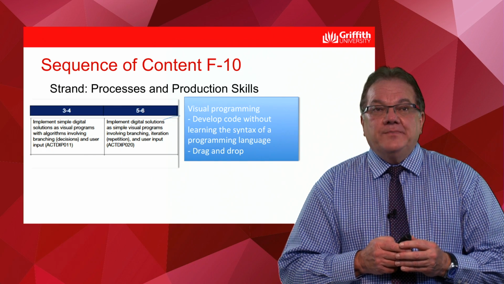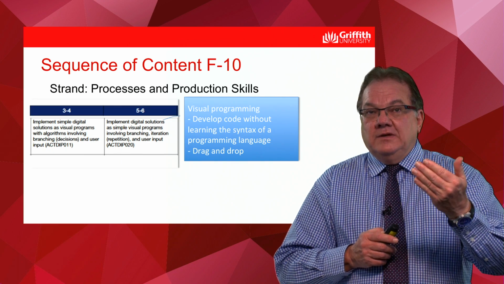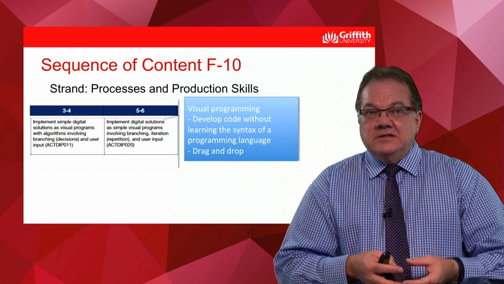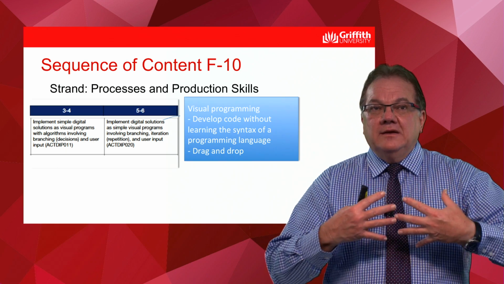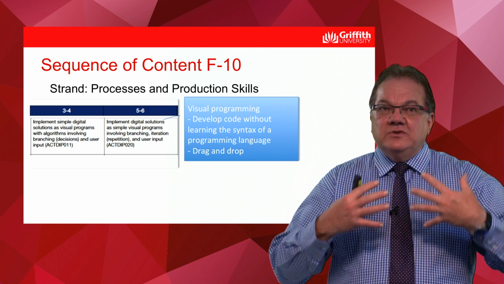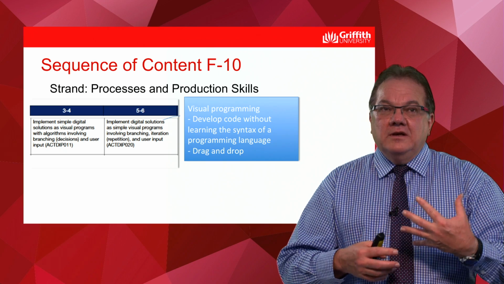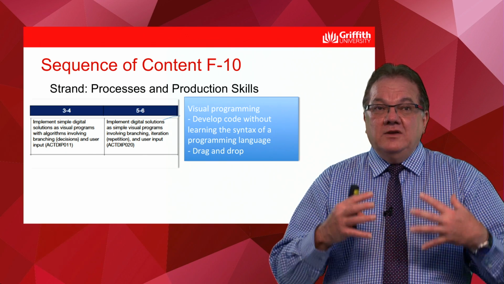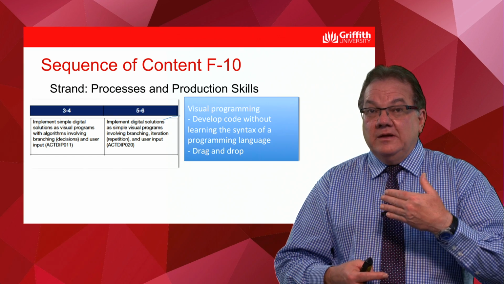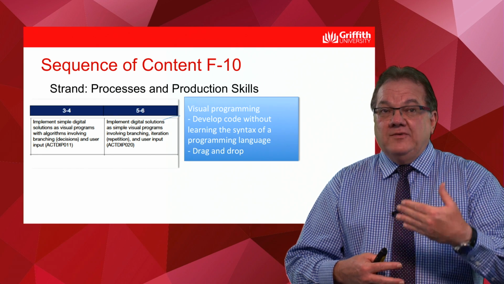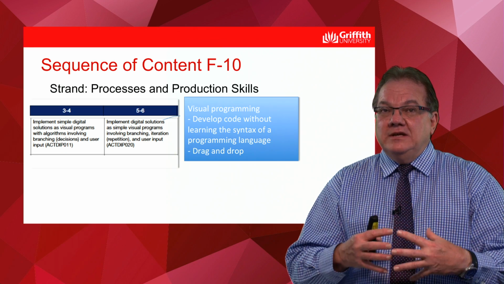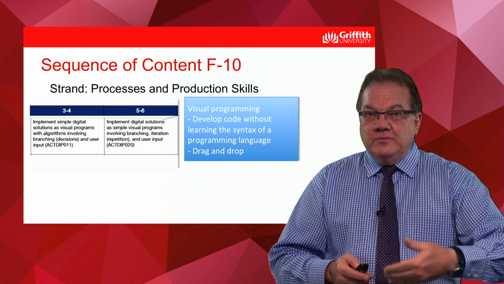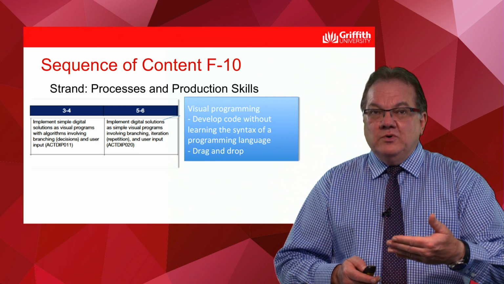So in terms of Year 3 to 4, there's an expectation that students will implement simple digital solutions as visual programs with algorithms involving branching, making decisions and user input. And Year 5 to 6 will be implementing digital solutions as simple visual programs involving branching, iteration, repetition and user input. So visual programming is important here.